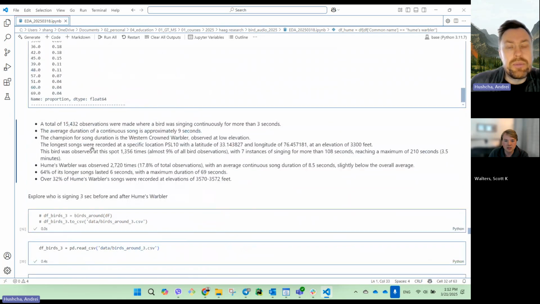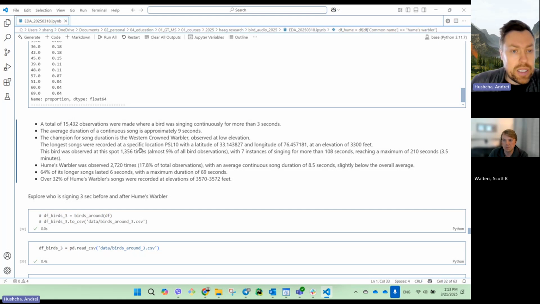We're also trying to catch the duration of the songs. Every chunk is 3 seconds, and we were trying to see the continuous duration of the song, more than 3 seconds, one by one. In this case we got 15K observations with songs longer than 3 seconds. The average duration of the continuous song is about 9 seconds.